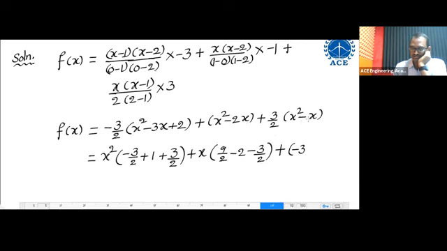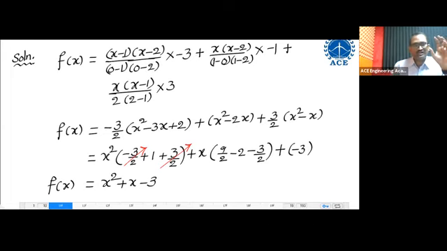No constant, no constant. You are asked to find, first of all, simplify this. This is x square, 9 by 2 minus 3 by 2, 6 by 2, 3. 3 minus 2, 1. 1 into x, minus 3.